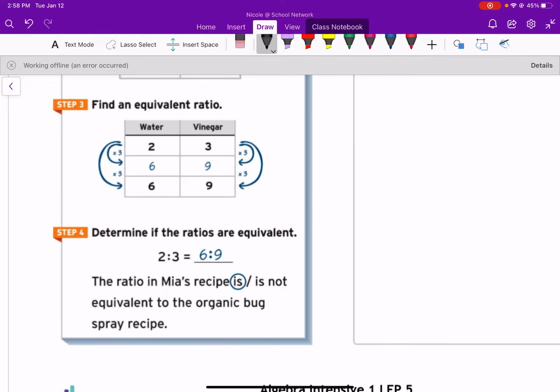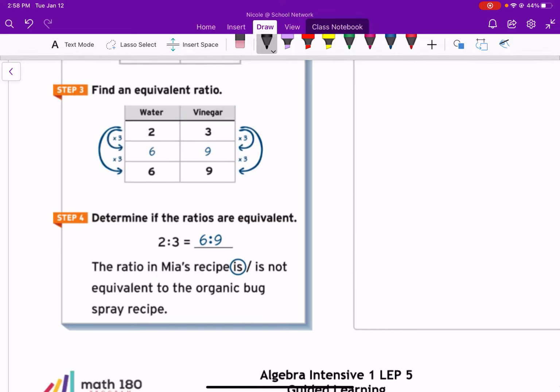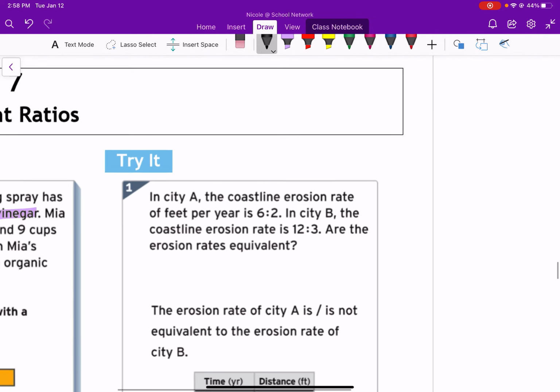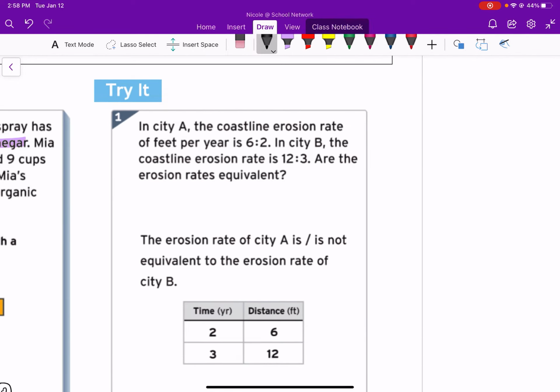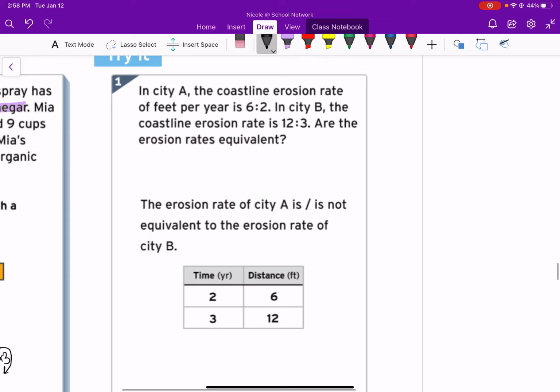And we circle the equivalent ratio. Okay, so let's go to the try it. In City A, the coastline erosion rate in feet per year is 6 to 2. In City B, sorry about that, in City B, the coastline erosion rate is 12 to 3. Are the erosion rates equivalent?